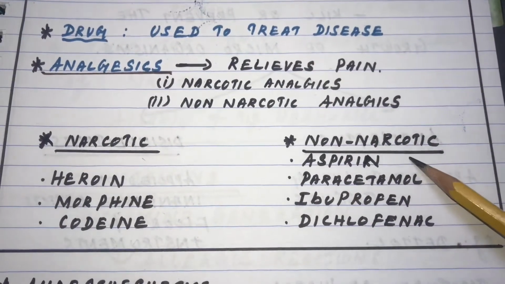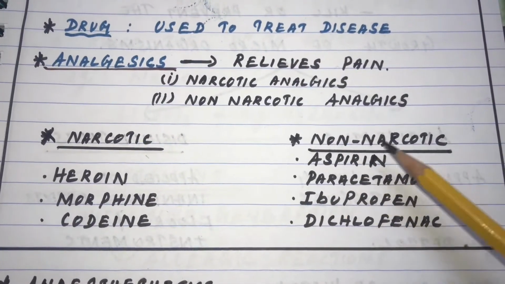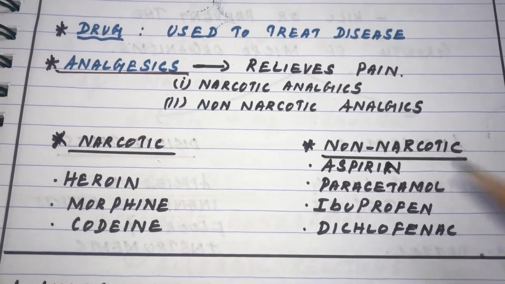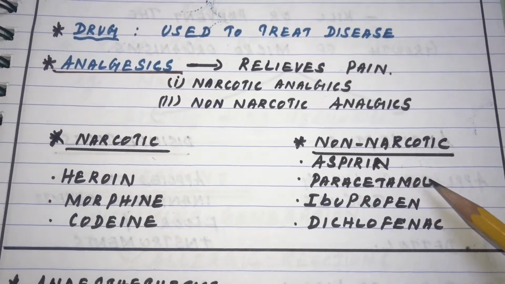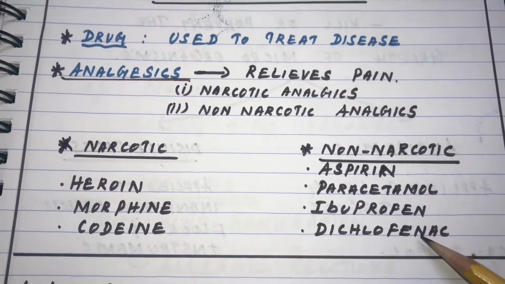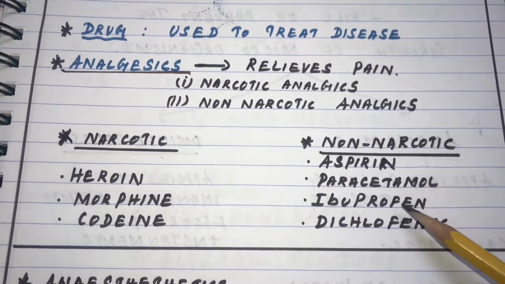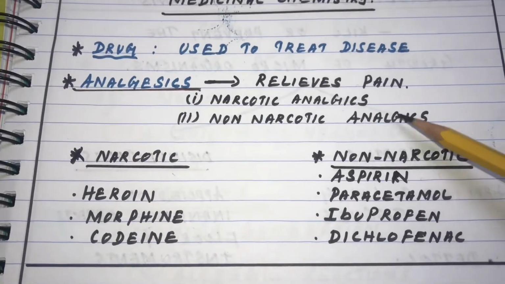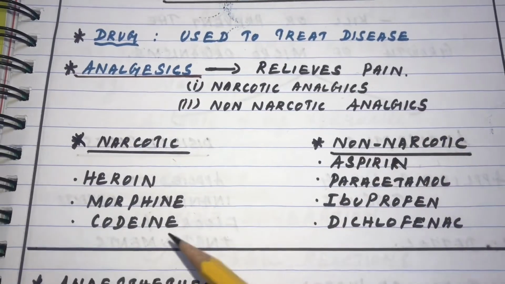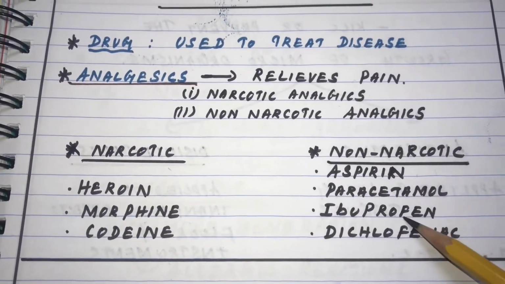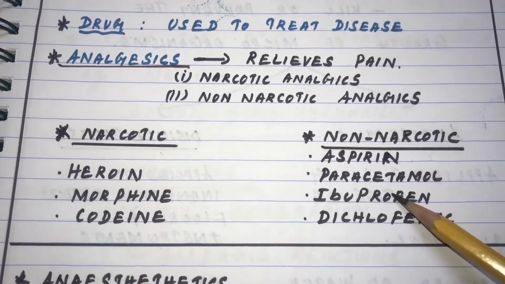Non-narcotic analgesics are the reverse of that, which do not give any sleepiness. Aspirin, paracetamol, ibuprofen, diclofenac are examples of non-narcotic analgesics. So, analgesics relieve pain: narcotic analgesics, non-narcotic analgesics.